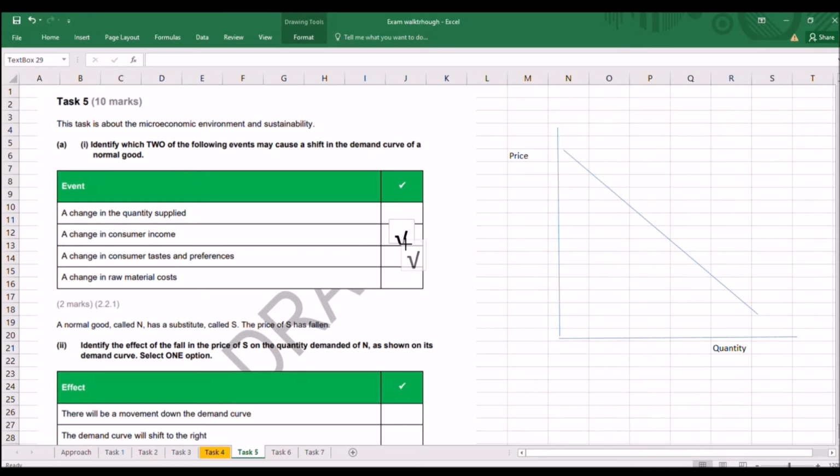Okay. A change in raw materials cost. A change in raw materials cost causes a shift in the supply curve rather than the demand curve. So it's that one and that one.